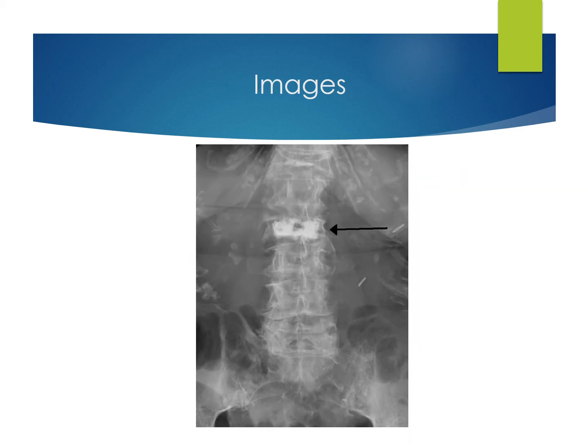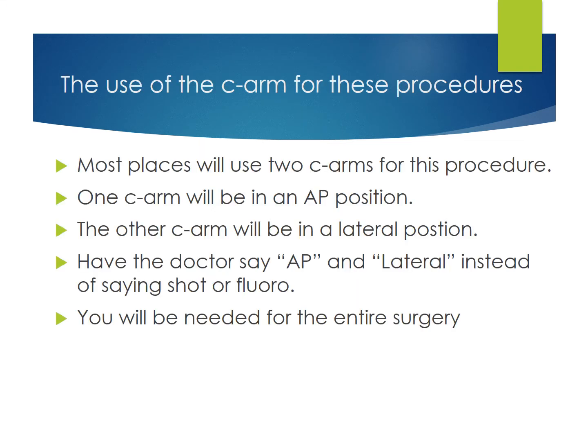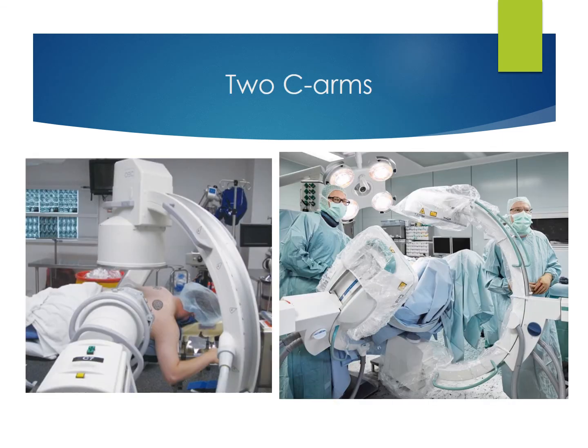Here are images. The use of the C-arm for these procedures. Most places will use two C-arms for this procedure. One C-arm will be in an AP position, the other C-arm will be in a lateral position. Have the doctor say AP and lateral instead of saying shot or fluoro. You will be needed the entire surgery. Two C-arms. Here is showing you how to set up.